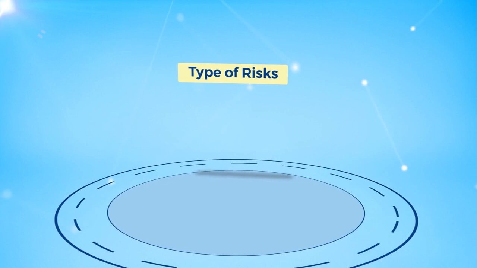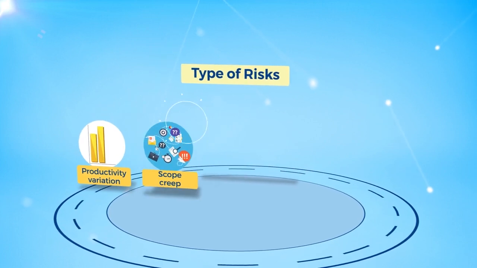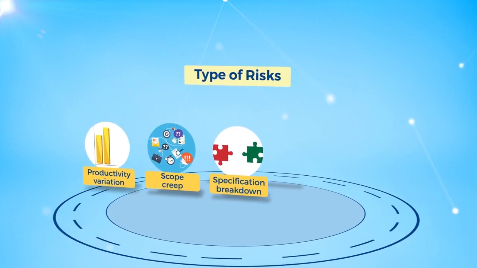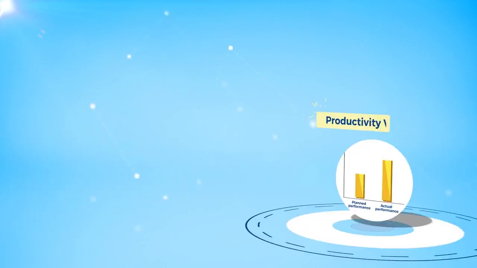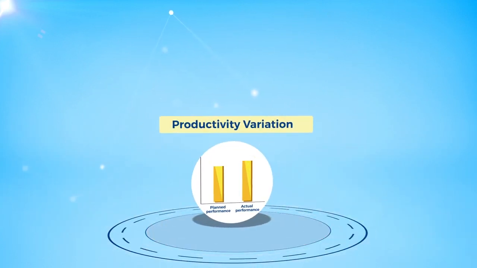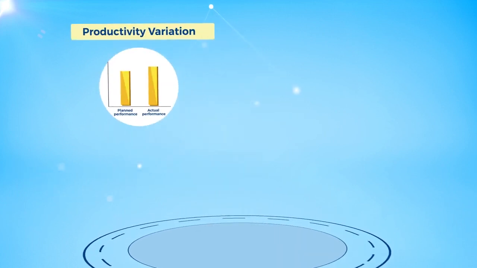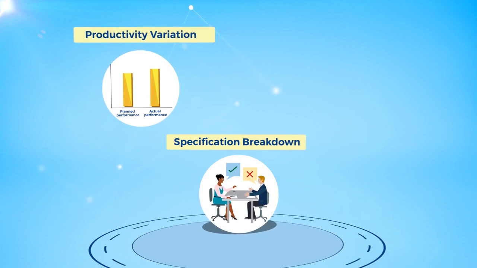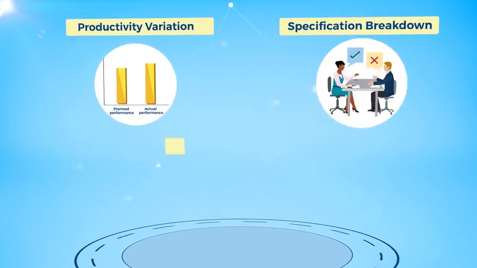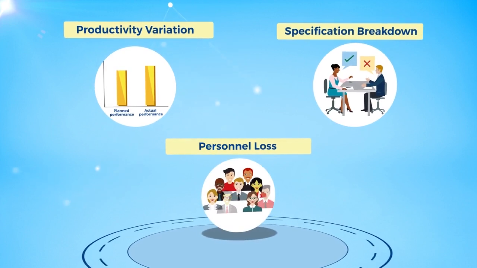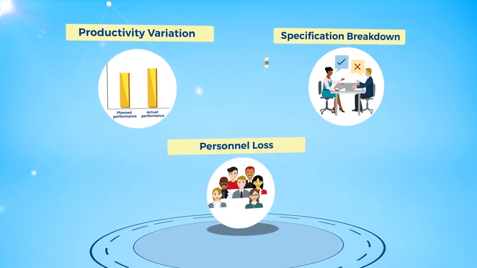There are a number of risks that need to be managed. These include productivity variation, scope creep, specification breakdown, personnel loss, and poor estimation. Productivity variation is the variation between planned and actual performance. Specification breakdown refers to a lack of consensus on what should be implemented. Personnel loss refers to the unexpected loss of human resources.